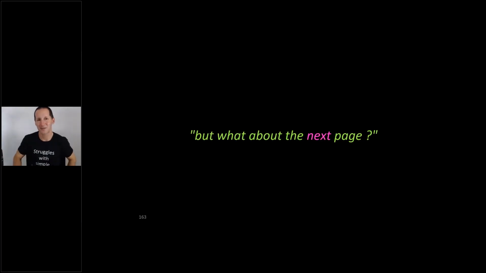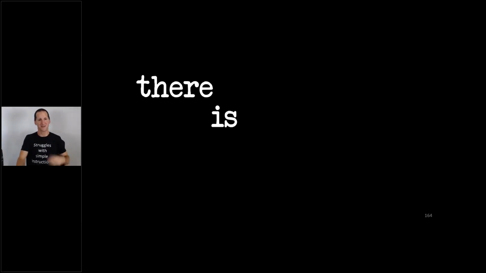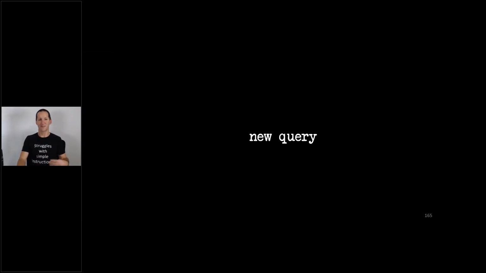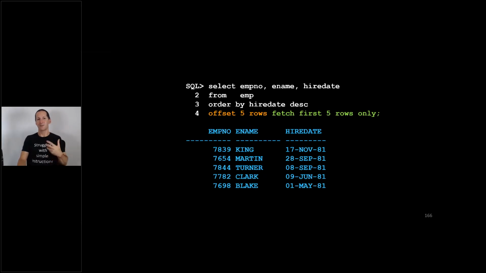People say, well, if I only get the first 10 rows, what about the next page? Well, let me stress to you, there is no next page. When you go to a Google search, for example, you see the first page. If you press next, which people rarely do, they normally do a new search, you're running a new query, because that person may never come back and do a next page.